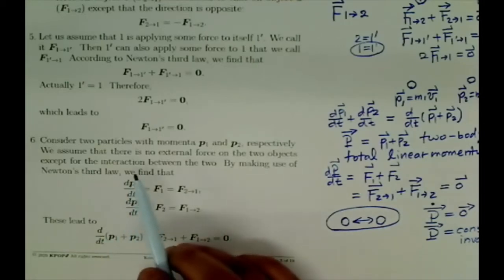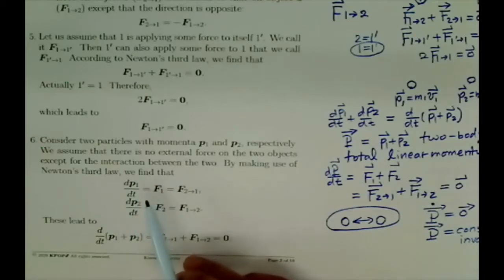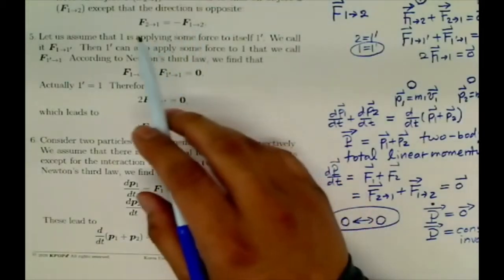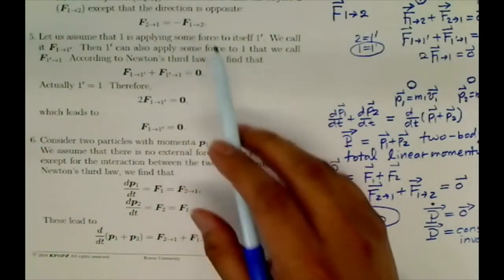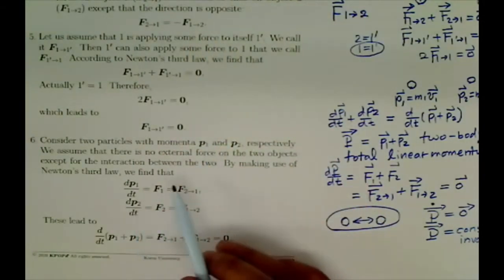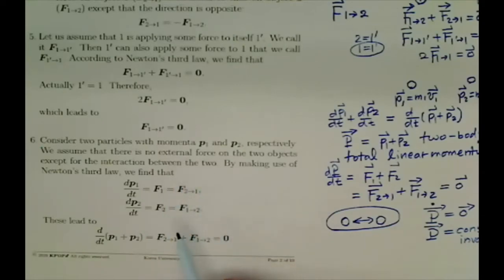Actually, particle 1 experiences force due to 2 if we consider the interaction between them only. And particle 2 experiences the net external force, that is the force applied to particle 2 by 1. And actually we know that the sum of these two forces must be 0. The right hand side, if I add this right hand side, we end up with 0.